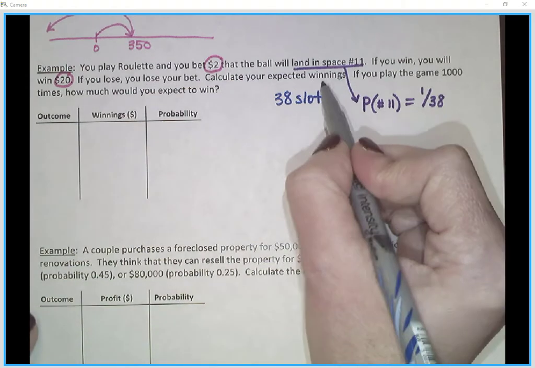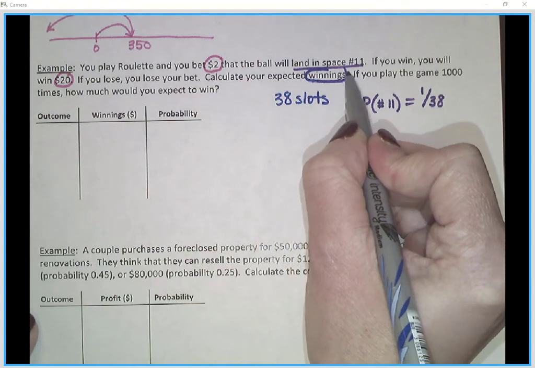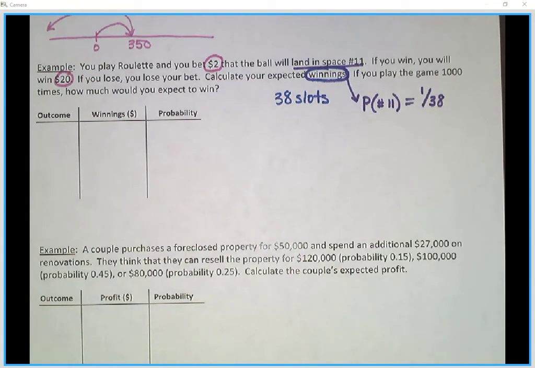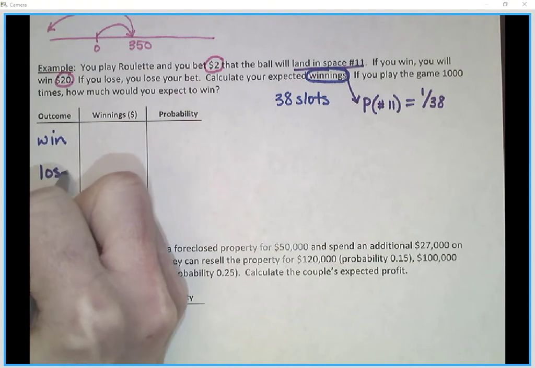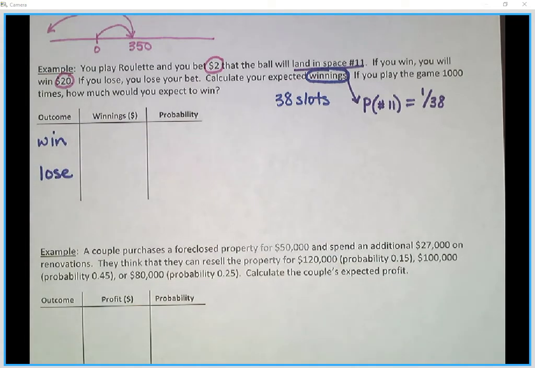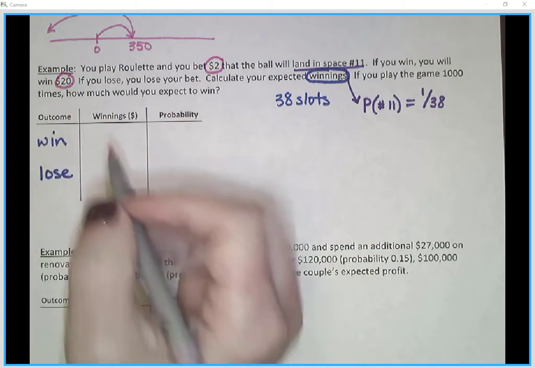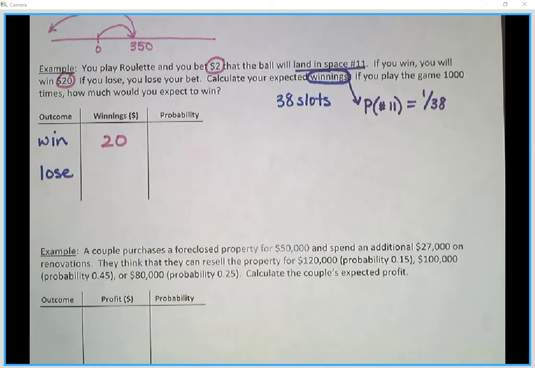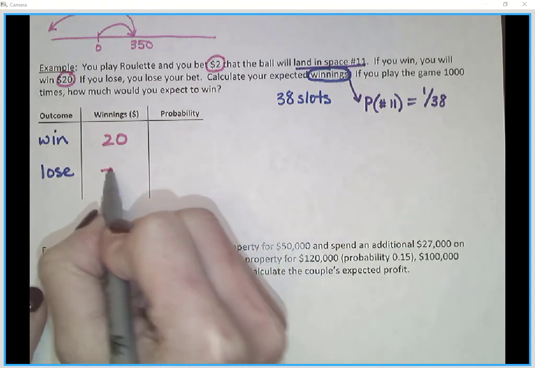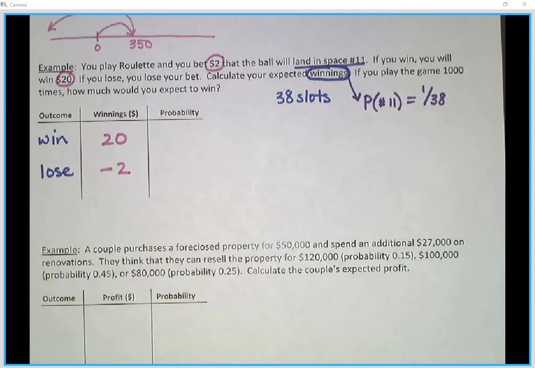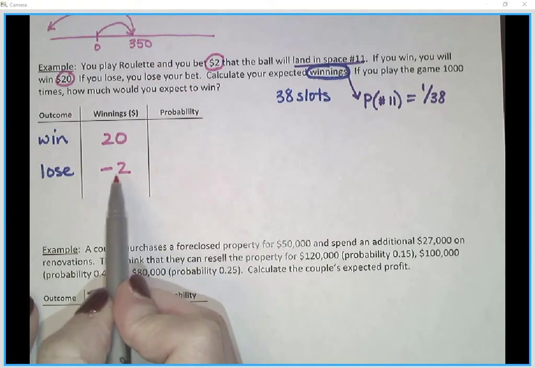We want to calculate the winnings. Well, with winnings, we don't do any subtraction. Okay, you don't want to do any subtraction on these or you'll miss it on MyMathLab. So there's two outcomes. You're either going to win or you're going to lose. That's what happens when you make a bet. If you win, it tells you right there, you win $20. So don't overthink it, just put $20. If you lose the bet that you made, it's worse than 0, it's -2.